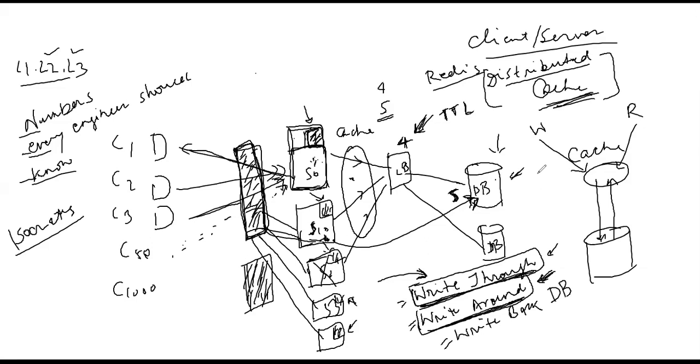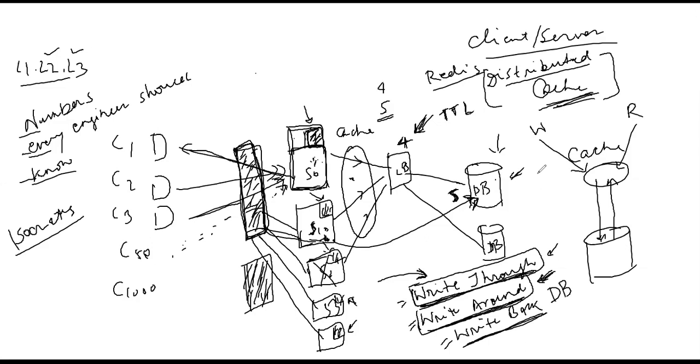Write around is good for faster writes, right? But it is not that consistent, because now we have some stale data in our distributed cache even. Yeah, right. So you can choose that. Different applications may have a different design choice.